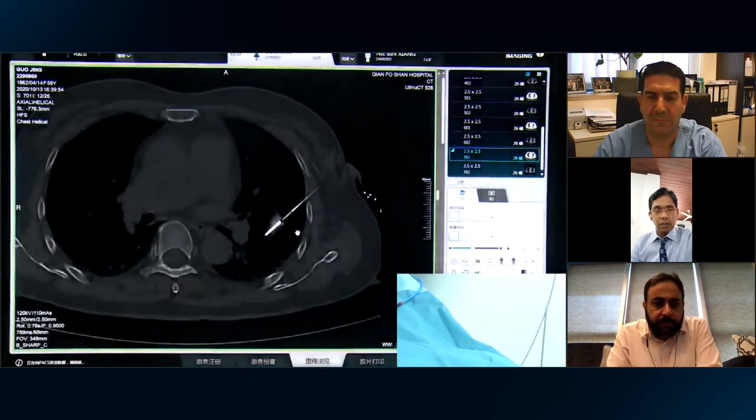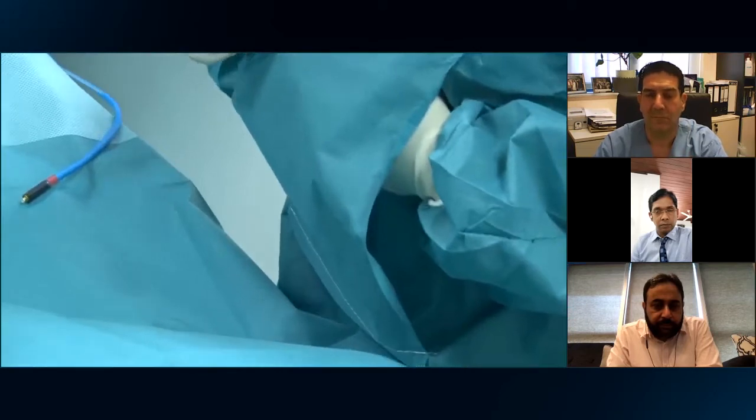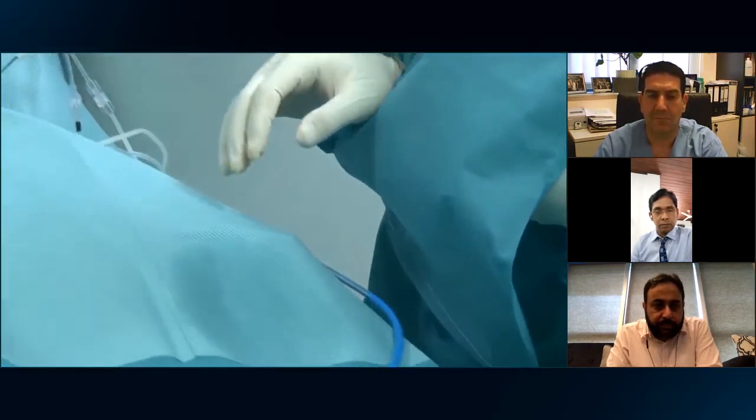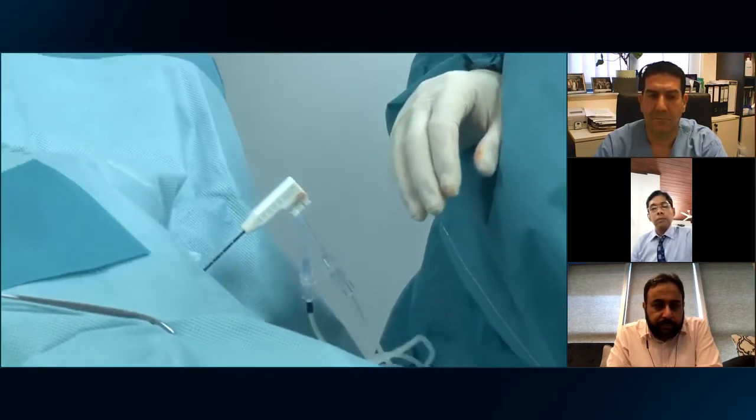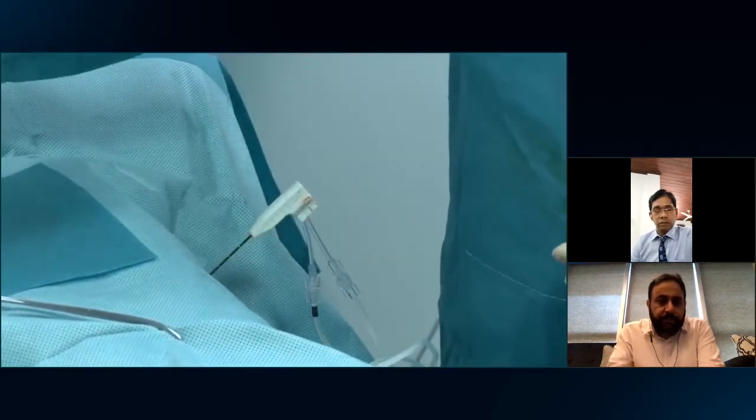Yeah, good question. Okay, now it's in a good position. So he's preparing to connect the microwave device and the antenna.